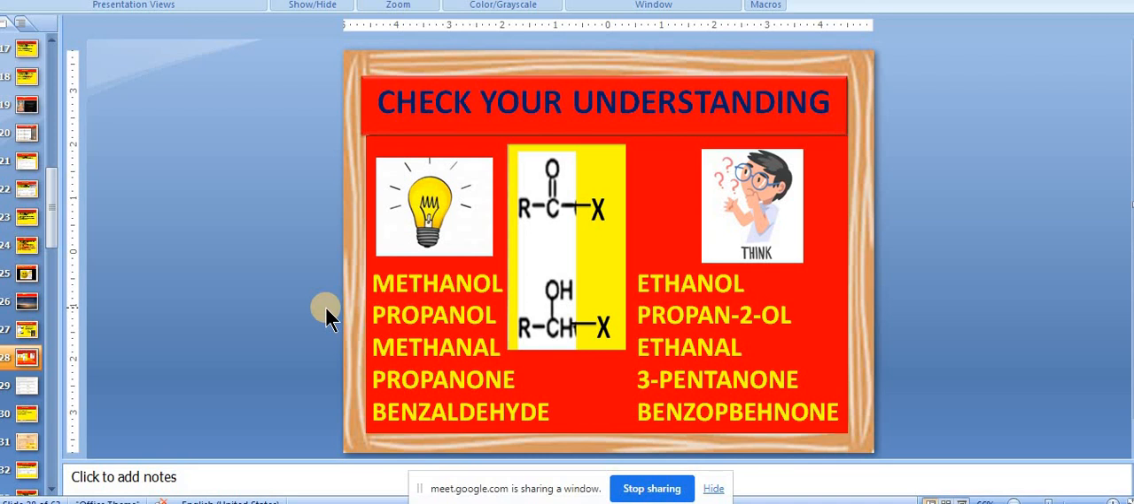There is a doubt in the chat box. It is asking whether R should always be CH3. R can be CH3, R can be C2H5, R can be C6H5, anything can be. Besides any functional group, we can avoid. Otherwise all alkyl groups, phenyl group, hydrogen, all can be there.